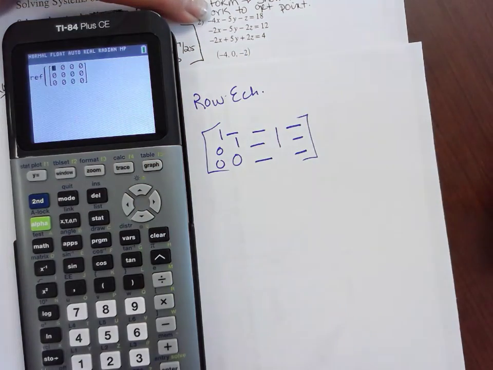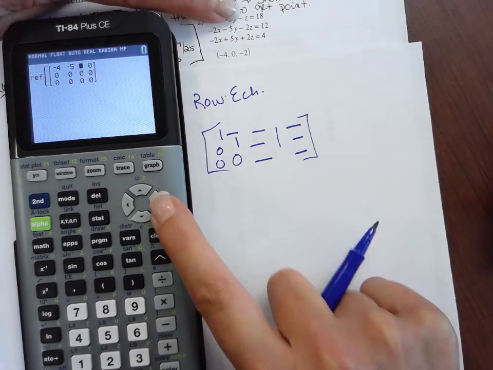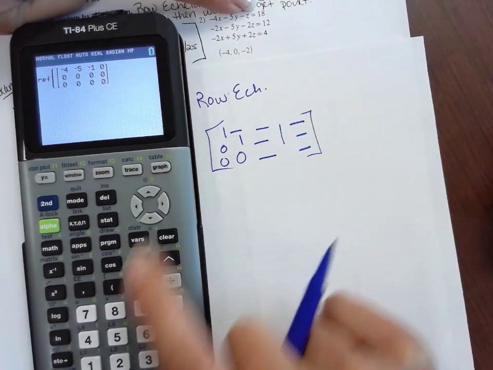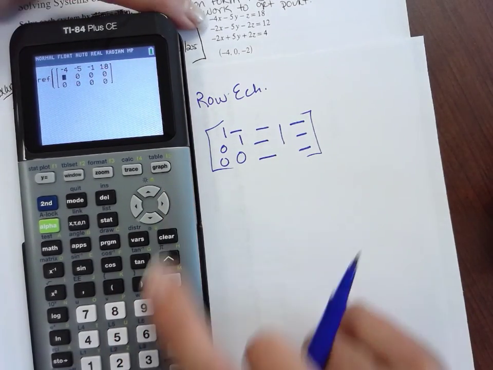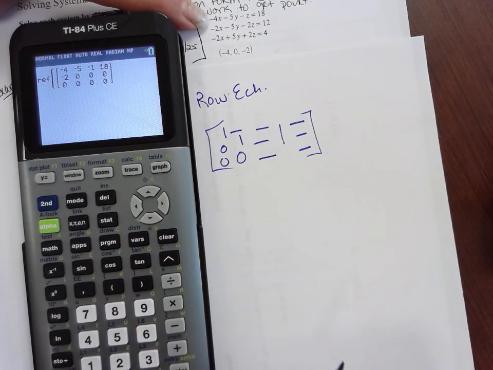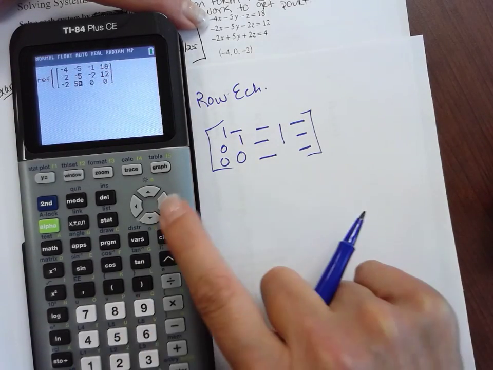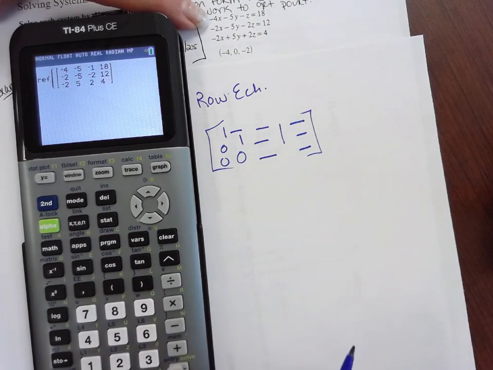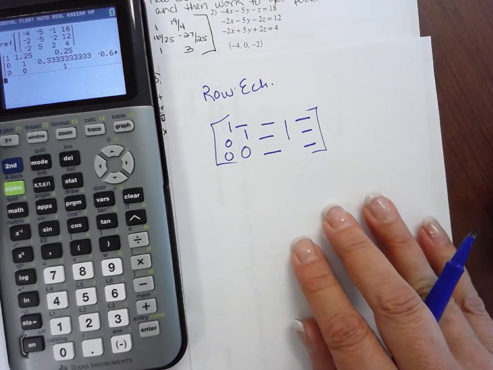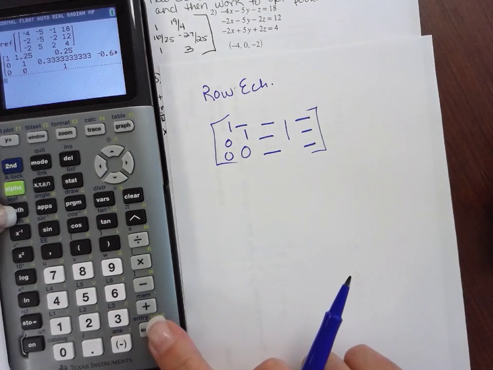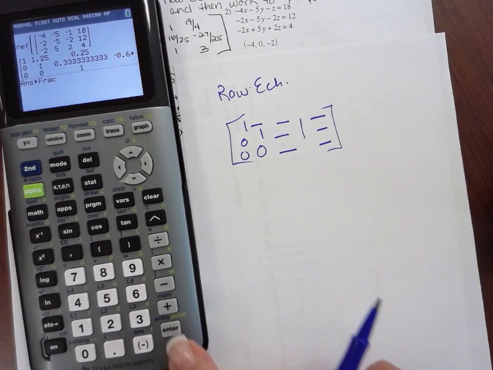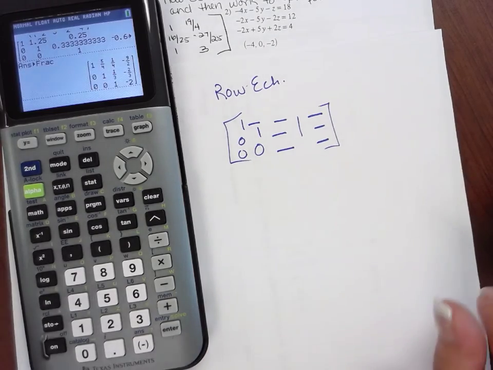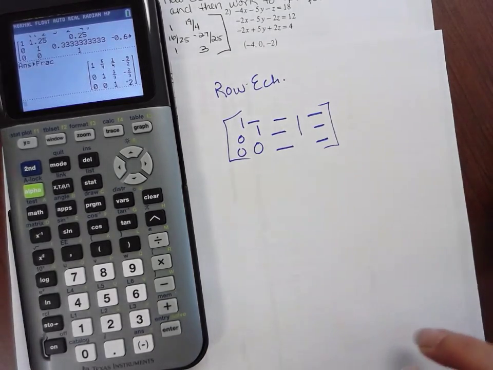So for this one, I have a -4, -5, -1, and 18. And then I have a -2, a -5, a -2, and 12, and a -2, 5, 2, and 4. Okay, and I get all these yucky little decimals, so I'm going to just hit math and enter to put it into a fraction. Are you guys good on all those steps?